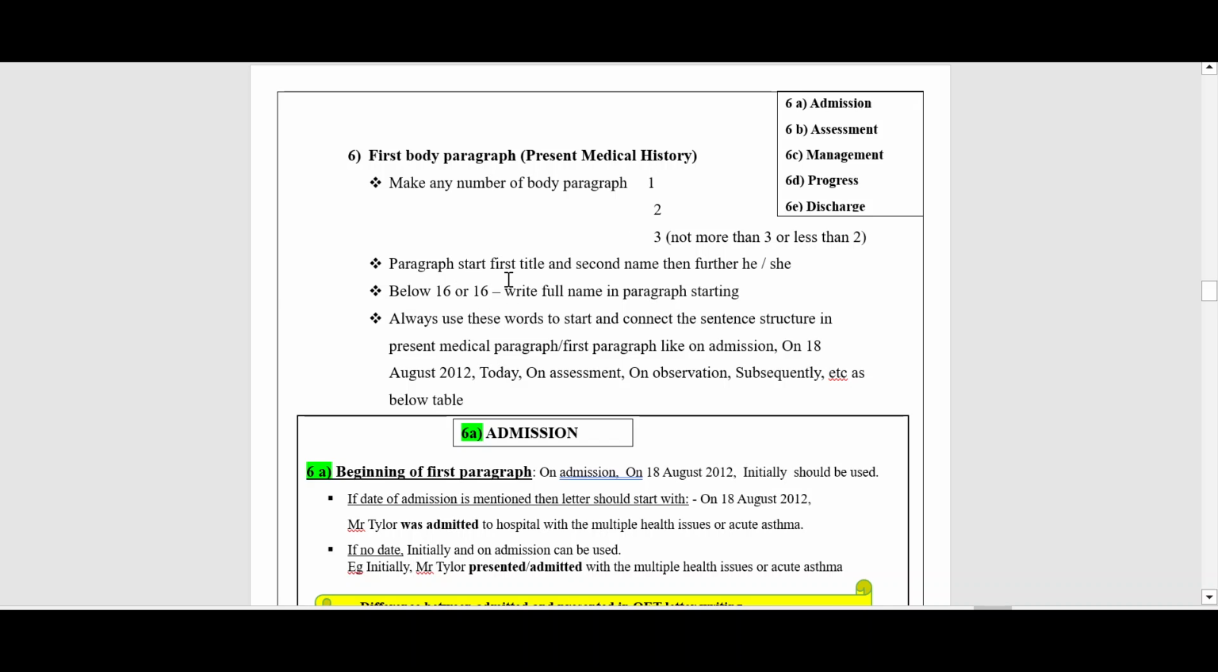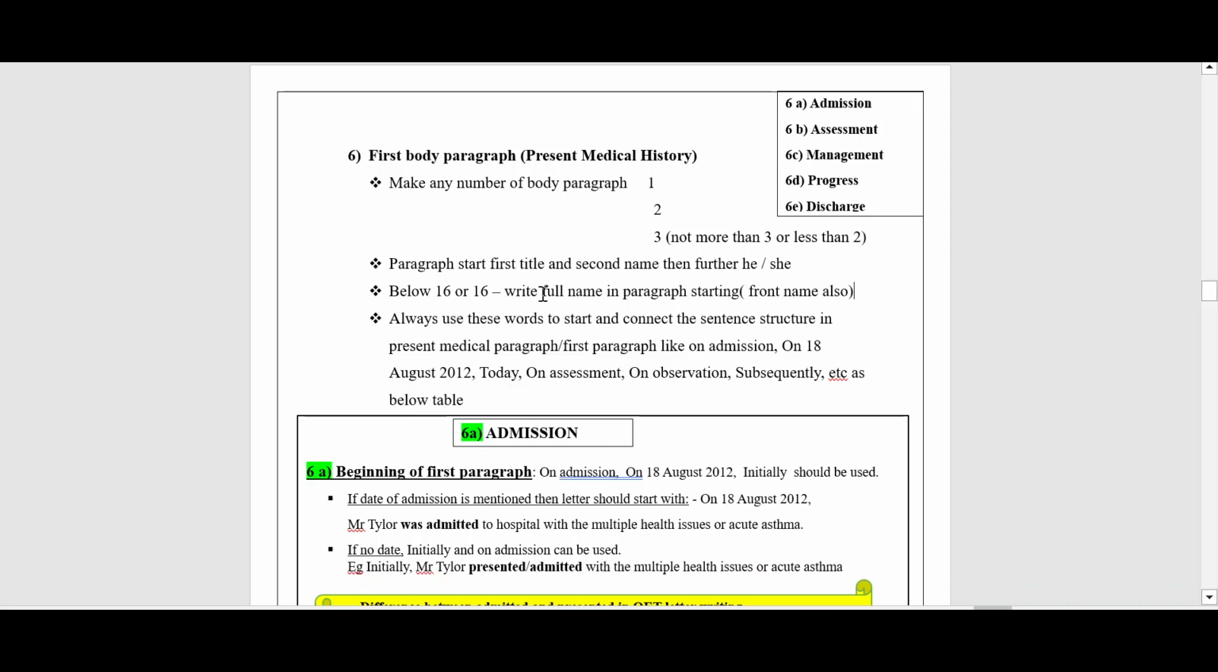The paragraph starts with the title and second name, then further he or she. First thing, when you are writing the paragraph, always start with the patient name, that is the second name. If the patient is 16 or below 16, then you can write the full name or front name.